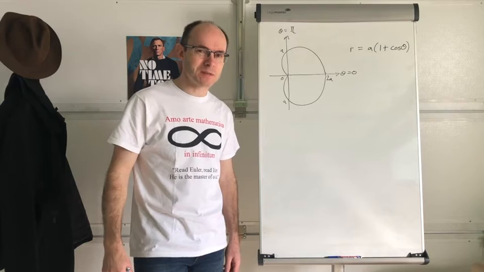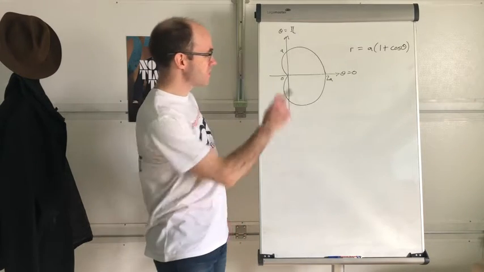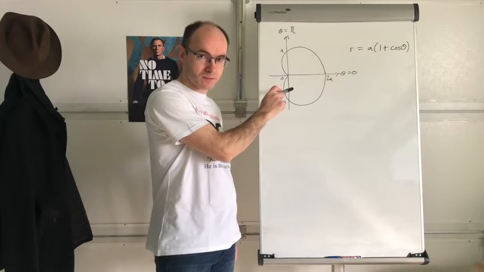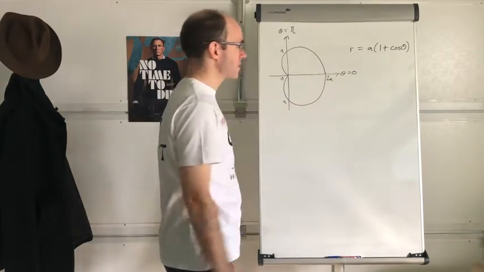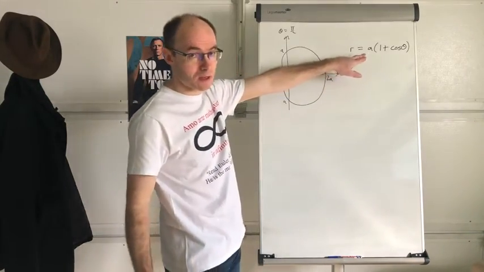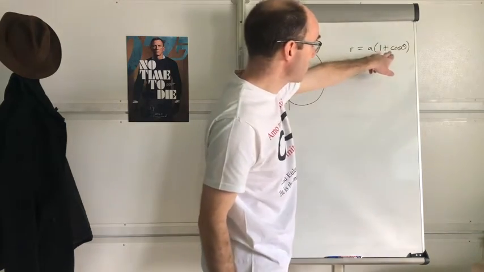Hi, let's look at some integration, shall we? So I've drawn a curve on the board. Remember what it's called? It's called a cardioid. Remember, it's a heart, just drawn like this. The general equation of one of these cardioids is r equals a(1 plus cos theta).